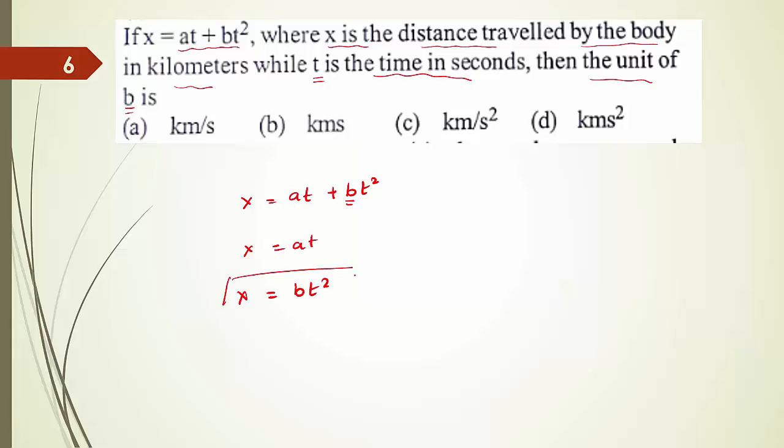We can observe only this part, x equal to bt square, because we want only the unit of B. We want the unit of B. So B equal to, the equation becomes x divided by t square. x is measured in terms of kilometer and the time is measured in terms of second square. What is the unit of B now? Kilometer per second square. So option C is the right answer.